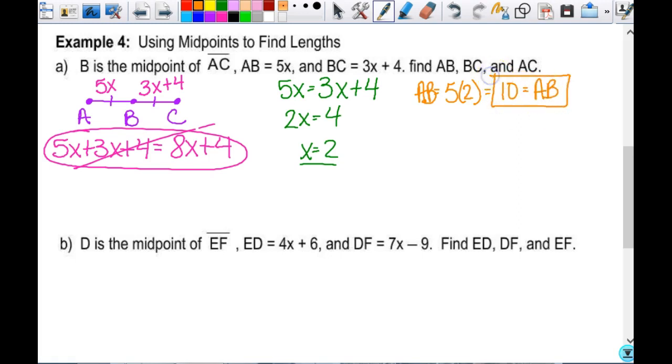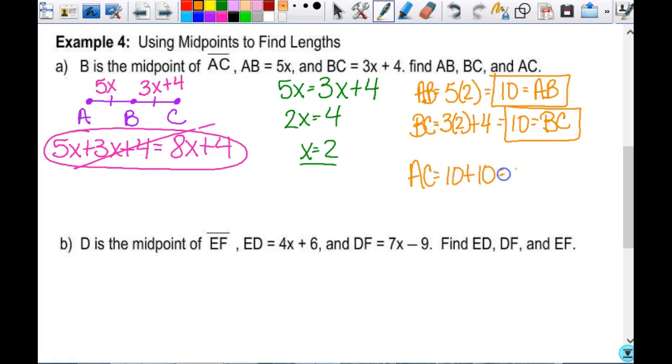Then BC is equal to, what do we know it should be? 10. But again, if I messed up, this is an easy way to check myself. 3 times 2 plus 4. Oh, well, guess what? That's 10. I'm not surprised, but I'm glad it matches. That's BC. Do I have anything to plug in to get AC? No. But AC is equal to 10 plus 10. There's still something there to write. 20 equals the length of AC.